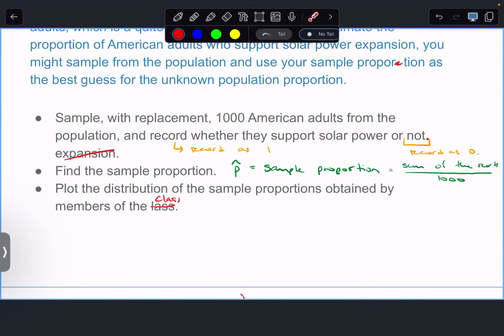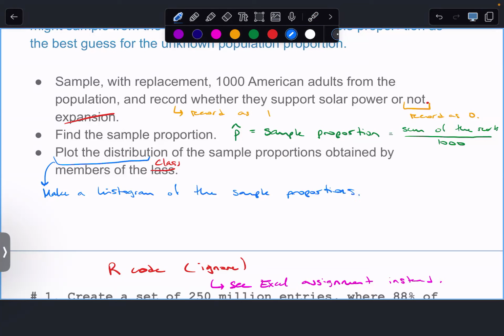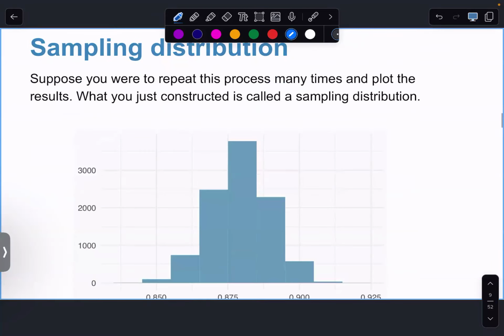So if each of us went out and did each of these things, then we would have, let's say, 20 sample proportions. Same thing as what we saw with the sample means. So what we can do is plot the distribution, make a histogram of the sample proportions. Let's pretend that we all did that. And what we would find is that our sampling distribution might look something like this.